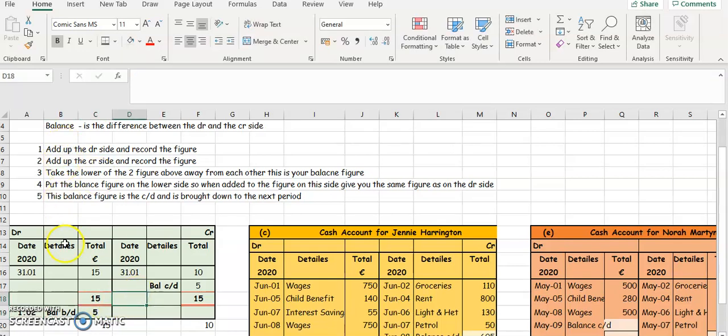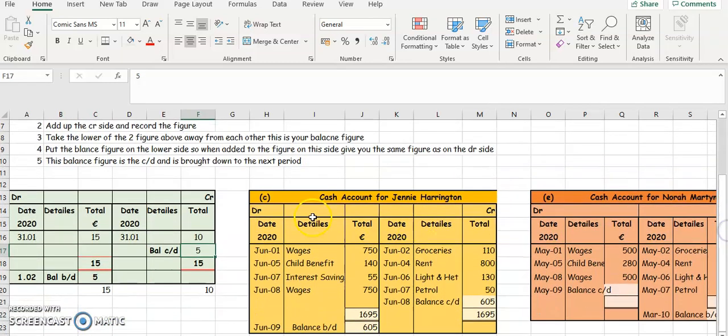Okay, so you're going to add up the debit side to get 15, add up the credit side to get 10. Take the smaller from the higher, and we get 5. That figure is your balancing figure. We're going to add them up to make sure that both sides are the same and on the same line. So this 5 is our balance carried down, and it's brought down then to the next period. So let's have a look at this example here.